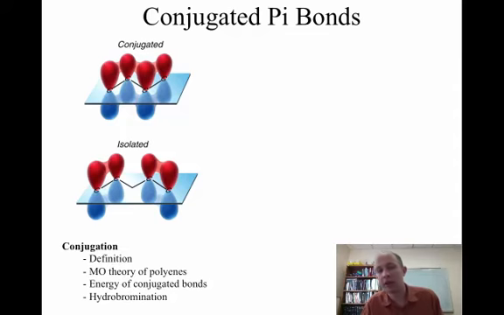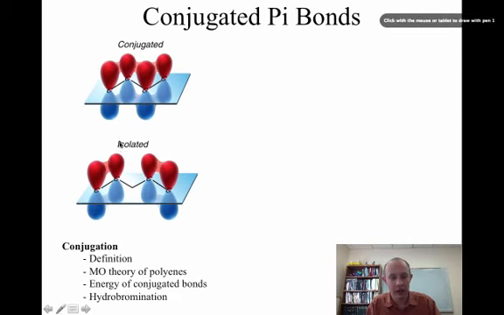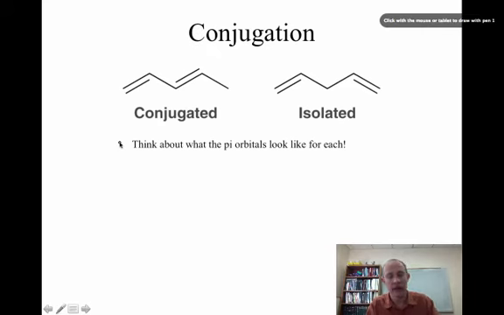For the next several weeks, we'll be talking about compounds that contain conjugated pi bonds. So I thought a logical first step in this video would be to talk about what's the definition of conjugated pi bonds? How do they look from a molecular orbital theory perspective? How does that affect their energies? And then talk about some reactions that conjugated pi bonds undergo that are a little bit different than isolated pi bonds. So to begin, we'll look at two different alkenes, right?